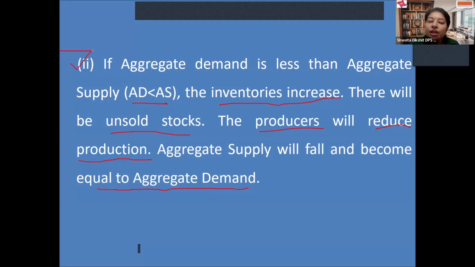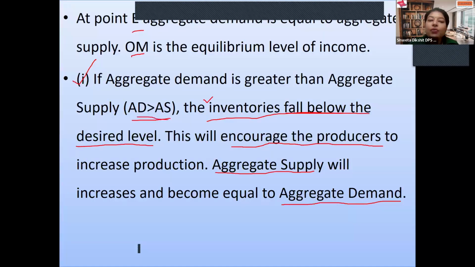They can be asked, what if aggregate demand is more than AS and what if aggregate demand is less than AS? This can also be a one marker. The one marker language is somewhat like this: when inventories increase, it is something like when AD is less than AS, what will be its impact on the inventory? In the same way, when AD is greater than AS, what will be the impact on the inventories? So such kind of questions are asked from this part.